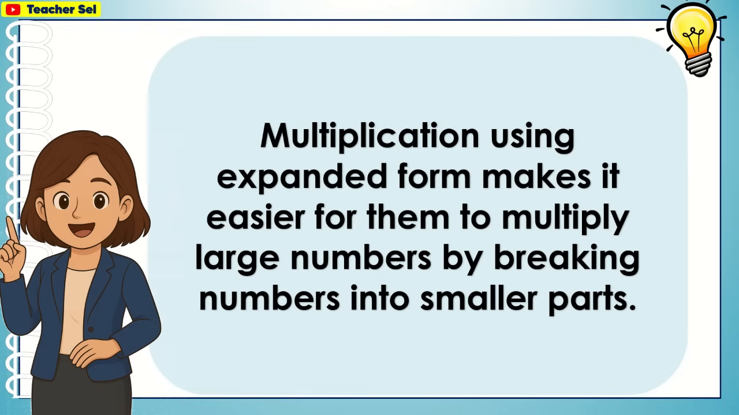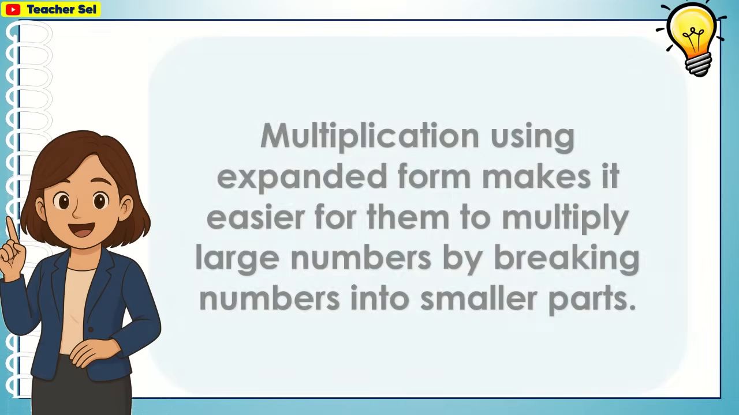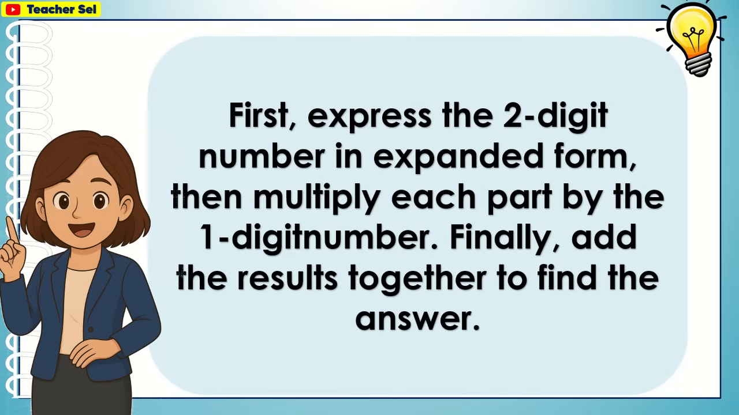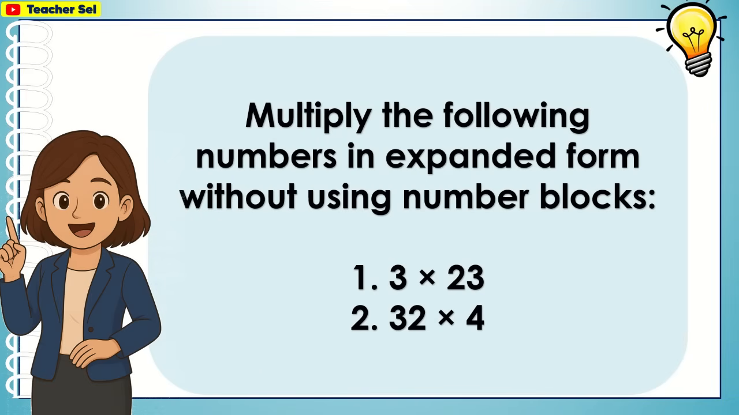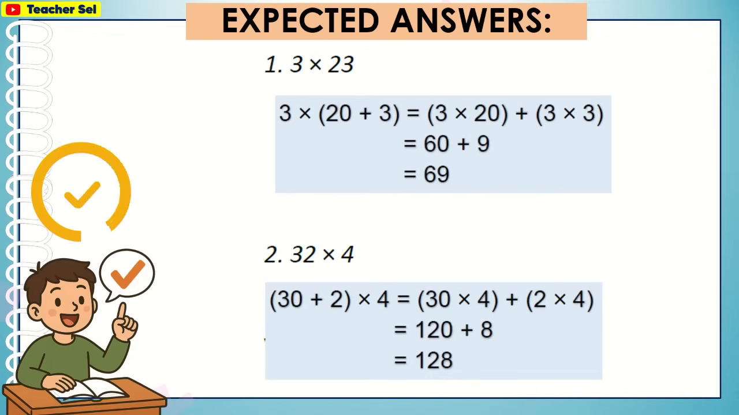Multiplication using expanded form makes it easier for them to multiply large numbers by breaking numbers into smaller parts. First, express the 2-digit number in expanded form, then multiply each part by the 1-digit number. Finally, add the results together to find the answer. Multiply the following numbers in expanded form without using number blocks. 3 times 23, 32 times 4. Here are the expected answers.